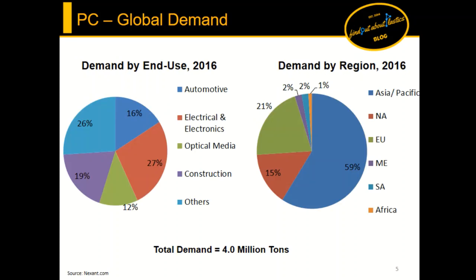What is the global demand for polycarbonate? In 2016, global polycarbonate demand was 4 million tons and 27% of the consumption was used in the electrical and electronics market, followed by the construction and automotive markets. Geographically, you can state that Asia, with 59% of global consumption, is the largest market for polycarbonate.